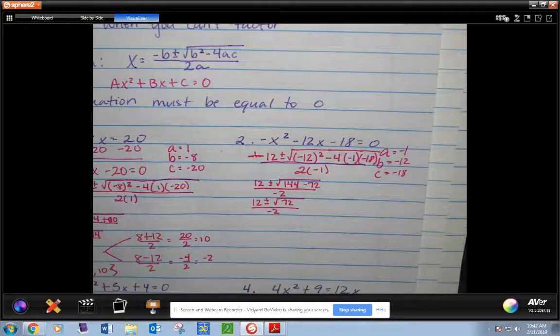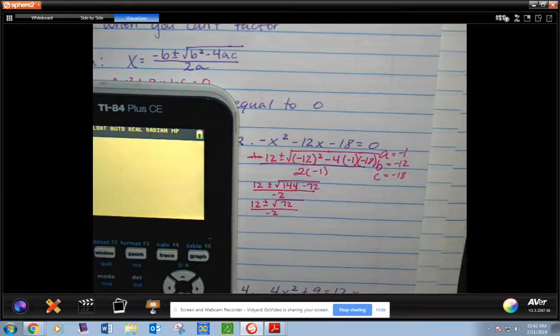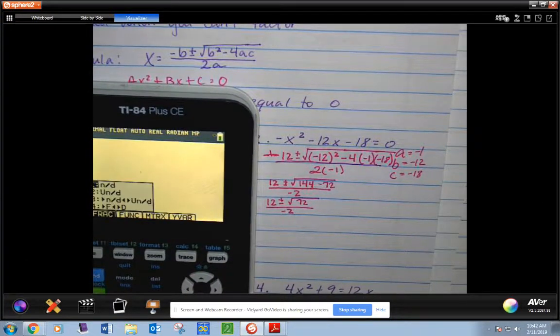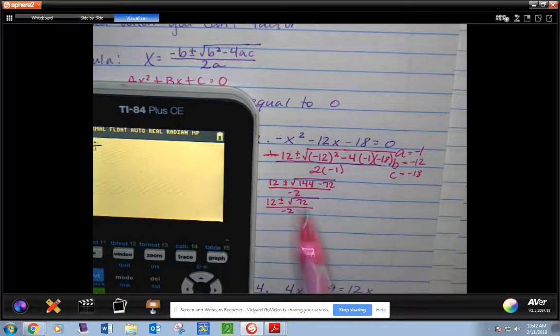Now this one, you can't take the square root of 72. That's not a perfect square. So you're going to do this a little differently than what you've done before. You're going to open up a fraction, alpha y equals, and you're going to do 12 plus, because you can't do plus and minus at the same time, the square root of 72, and move to the bottom and put divide by negative 2.